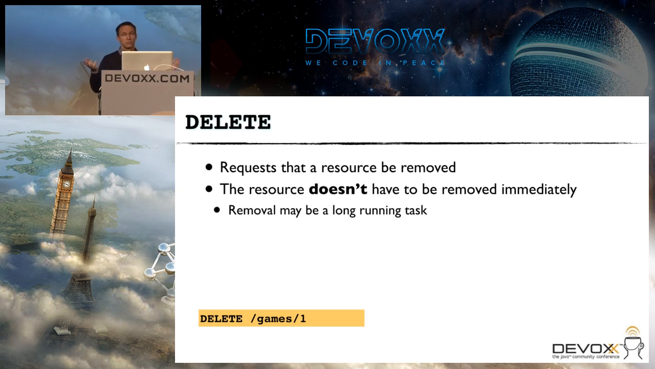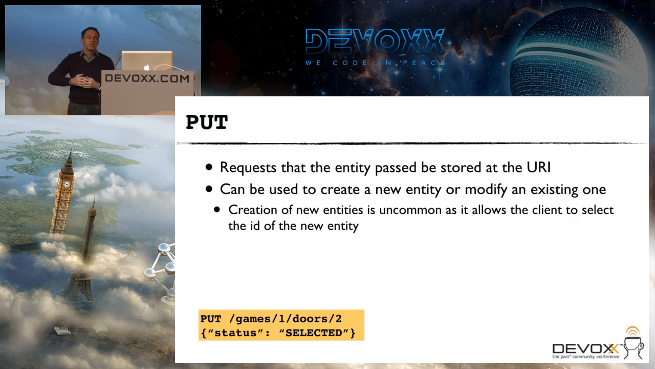But with GET and DELETE, the two relatively simple to understand verbs, out of the way, we get to take a look at some of the more complicated ones. In this particular case, we'll take a look at PUT first. And so PUT basically says, I want you to take this entity that I'm passing you, so I know your resource, your URI, and I am going to send you a new representation of that resource, and I want you to store it that way, right? So we see an example here, PUT /game/1/doors/2, and we're going to say, I want you to then take this representation where I have a status of selected, and I want you to now look like this, right?